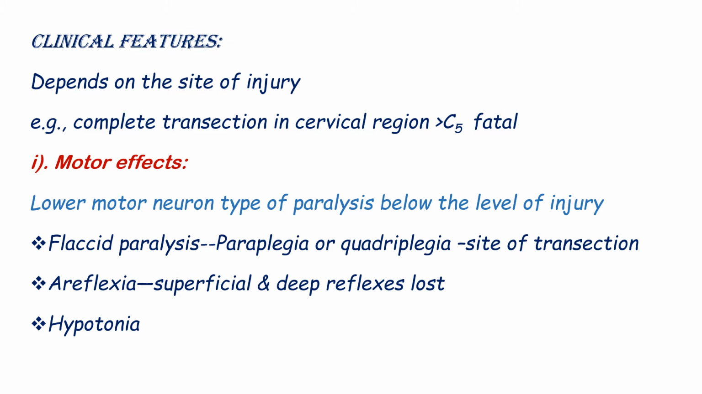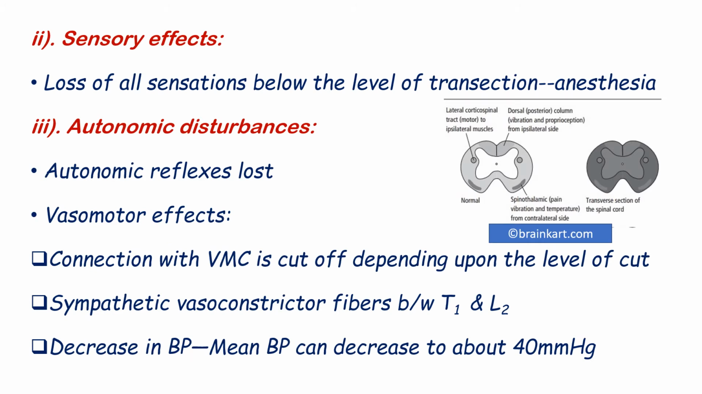Then further, what happens? The sensory effects we see are complete anesthesia, that is, loss of all sensations below the transection. Sensations like the posterior column tract sensations and the spinothalamic tract sensations will all be lost in a complete transection. So there is complete loss of sensation, complete anesthesia. Then we can see that there are autonomic disturbances also. The autonomic reflexes like the micturition reflex and the bowel reflex are all lost.